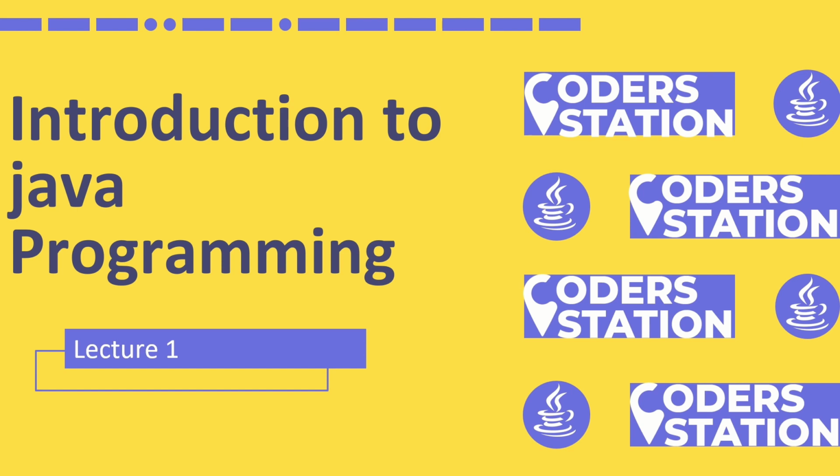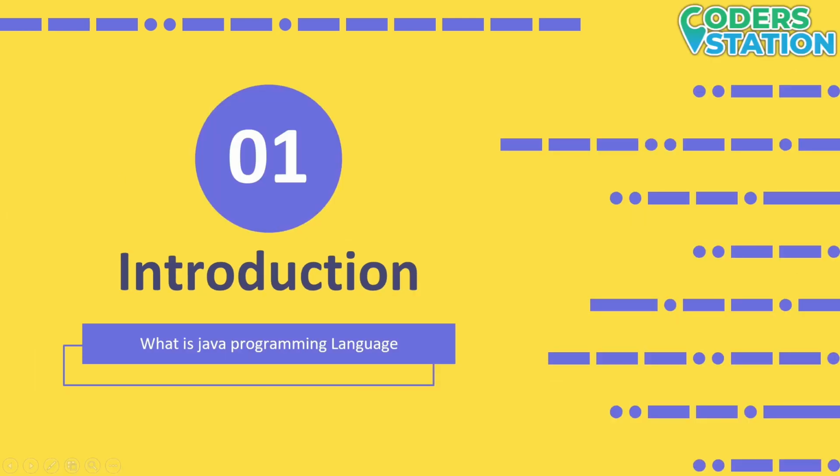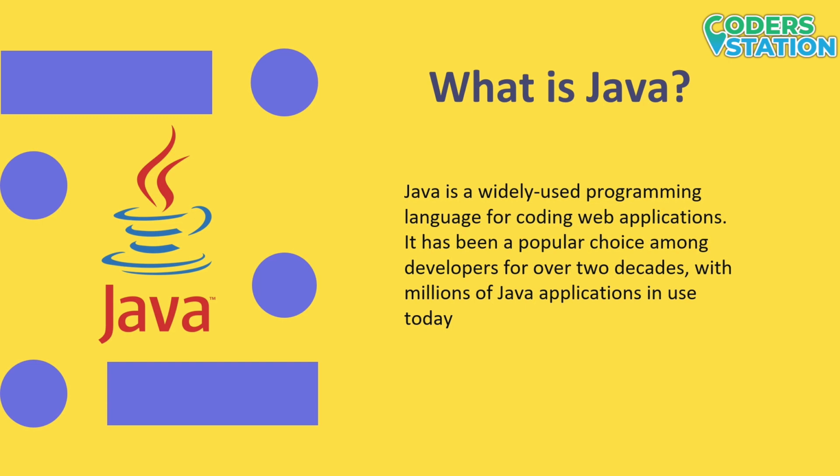So not wasting any time, let us move on to this first video. In this video, I'll give you an introduction and more information about the Java programming language. So what basically is the Java programming language? Java is a very popular coding language amongst all the coders in the entire world. It is widely used for coding web applications, desktop applications and many more. It is used by millions of users today and it has been used to create many famous applications. I'll tell you about them in a further video.